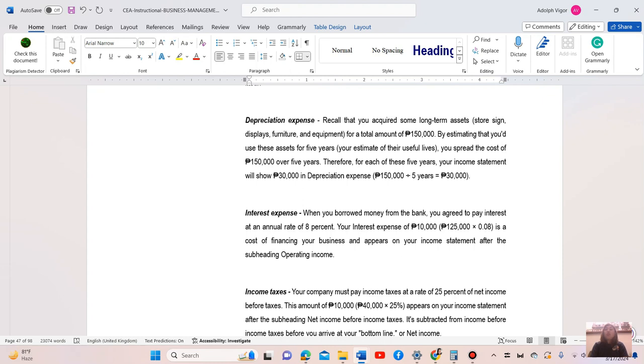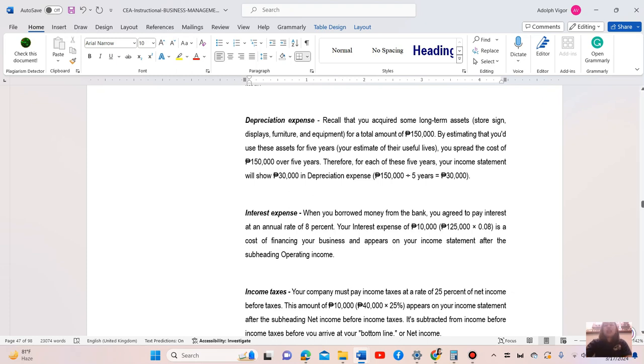By estimating that you'd use these assets for 5 years, your estimate of their useful lives, you spread the cost of 150,000 over 5 years. Therefore, for each of these 5 years, your income statement will show 30,000 in depreciation expense. 150 divided by 5 years was 30,000.